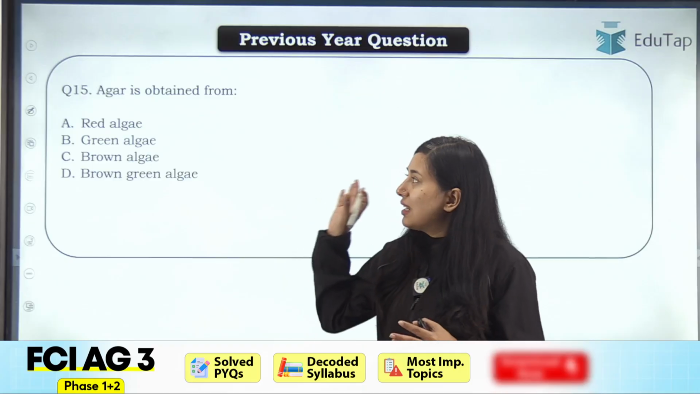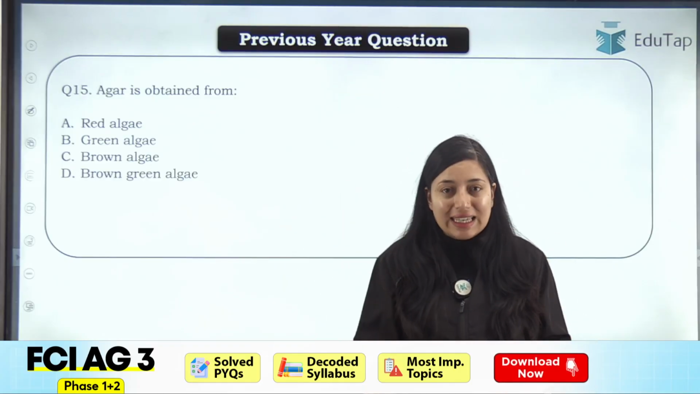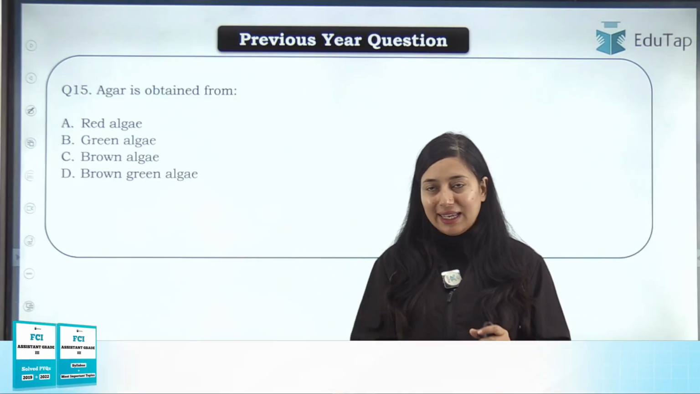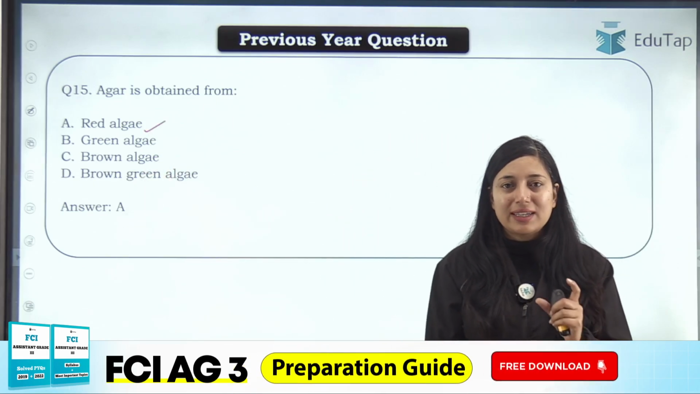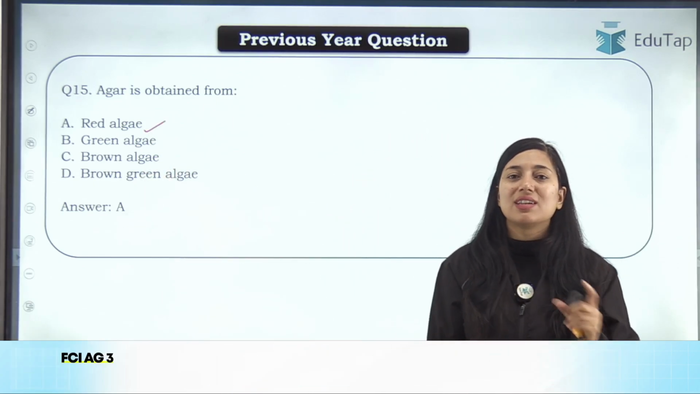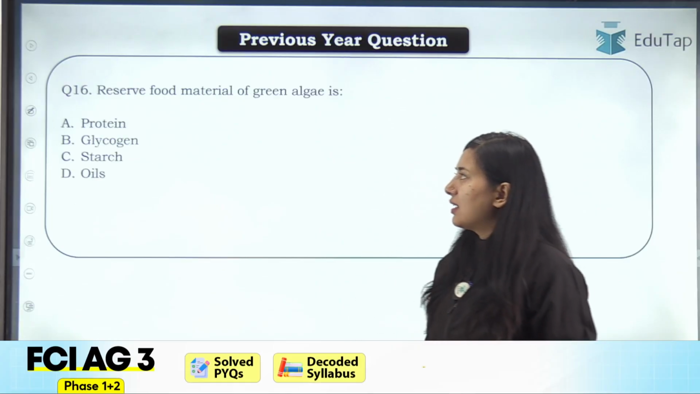So you have been asked that this agar is obtained from which algae? Okay, basically it is obtained from an algae, and the answer here will be option A, that is red algae. Okay, it is obtained from red algae, and now this has been given in your NCERT as well. So read your NCERT very well.